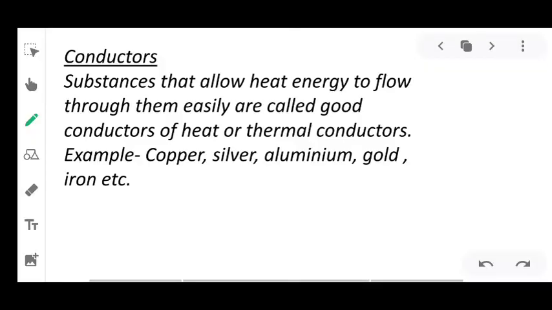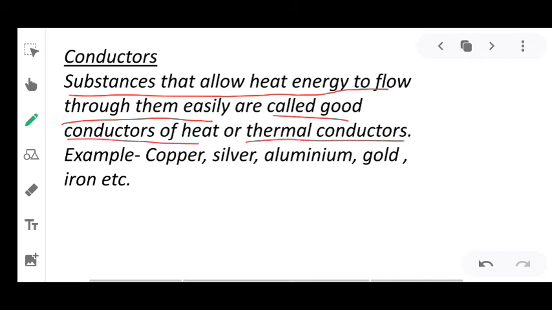Now we'll study conductors and insulators. So what are conductors? Substances that allow heat energy to flow through them easily are called good conductors of heat, or thermal conductors. For example, copper, silver, aluminium, gold, iron, etc. Or you can say all metals. All metals are good conductors of heat.